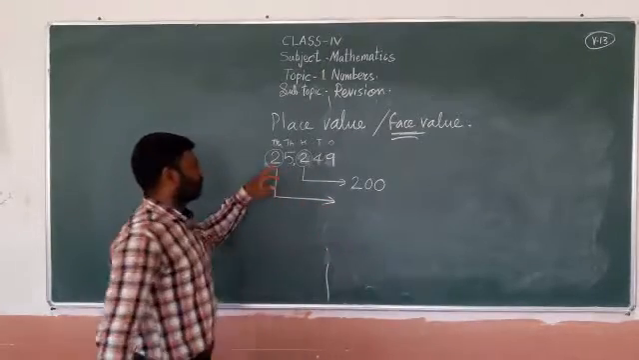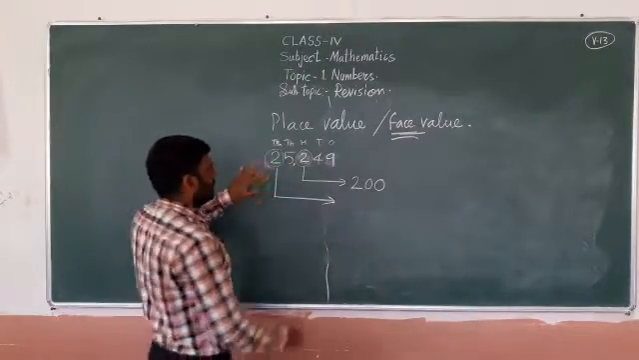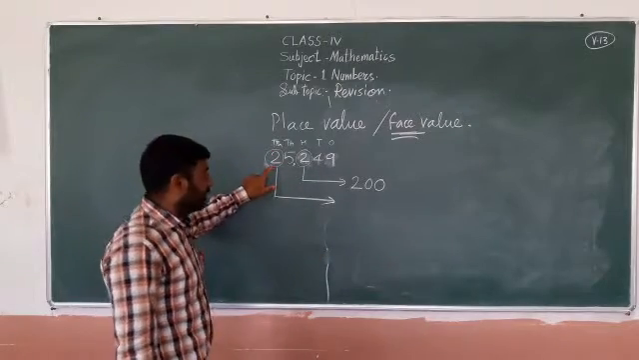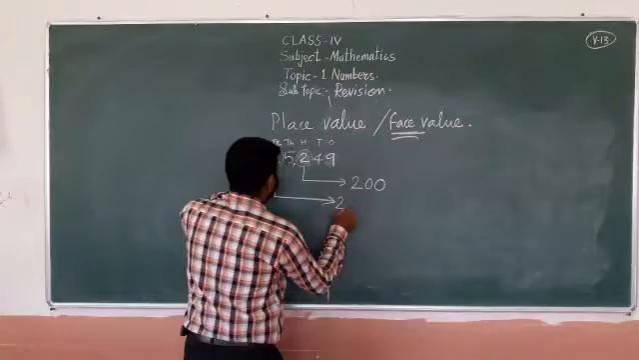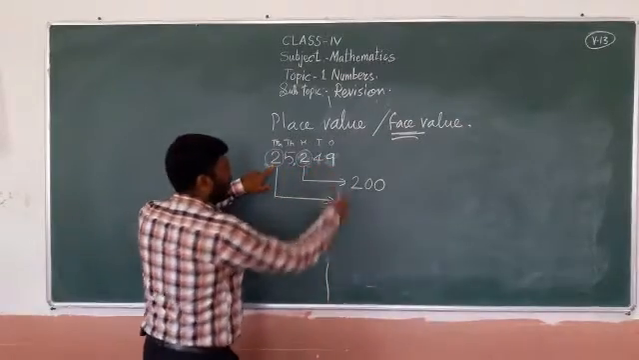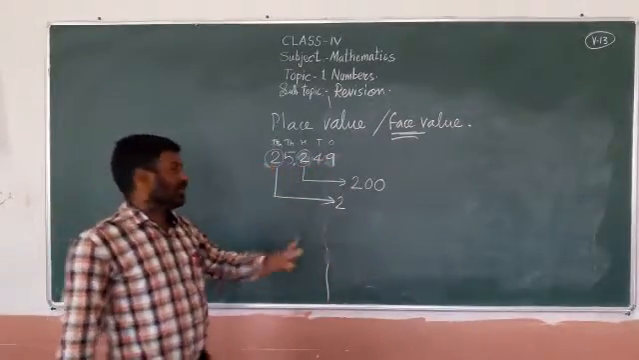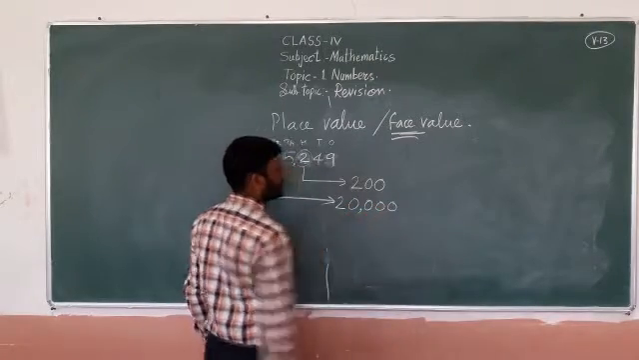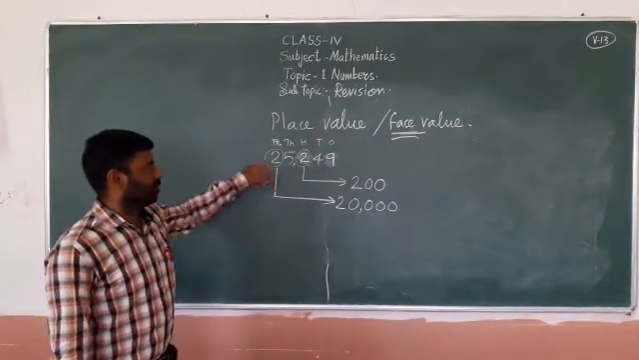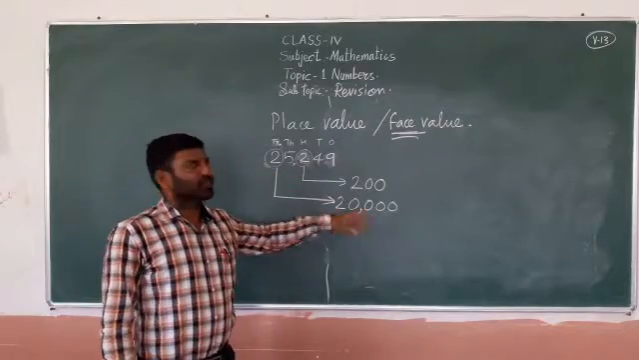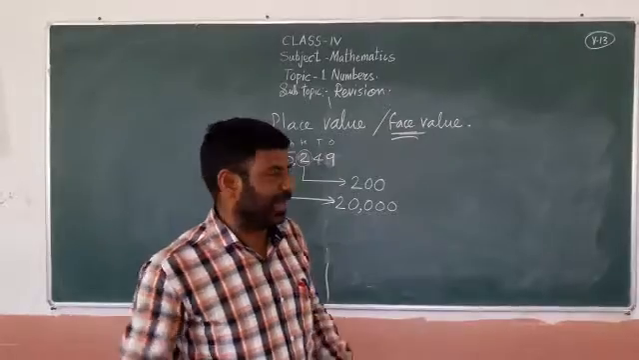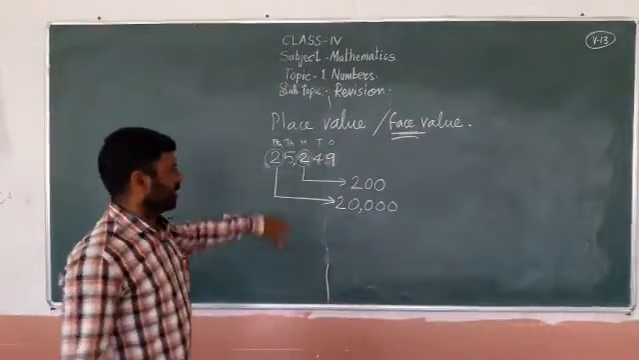And the place value of 2 here, 2 is in the 1000 place. So suppose you don't know 2 is in the 1000 place, but you know the number 2 is here. So write 2. After 2, 1, 2, 3, 4. How many digits are there? 4 digits. So put 4 zeros. So what is the place value of 2? 20,000. Right? So in this way you can easily find the place value and face value. It's a shortcut method. Understand?